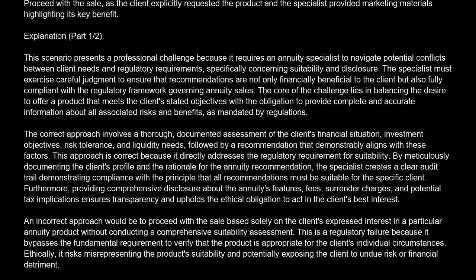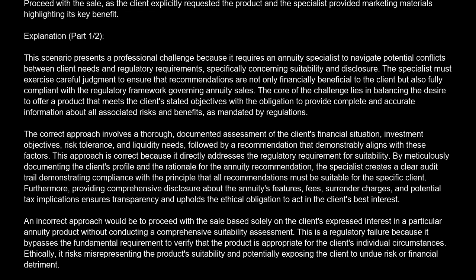The correct approach involves a thorough, documented assessment of the client's financial situation, investment objectives, risk tolerance, and liquidity needs, followed by a recommendation that demonstrably aligns with these factors. This approach is correct because it directly addresses the regulatory requirement for suitability. By meticulously documenting the client's profile and the rationale for the annuity recommendation, the specialist creates a clear audit trail demonstrating compliance with the principle that all recommendations must be suitable for the specific client.